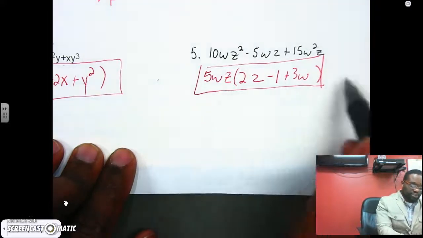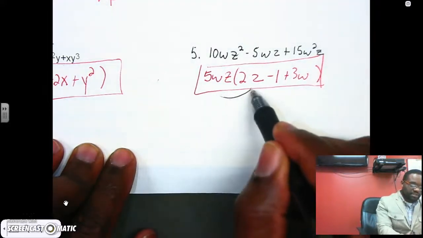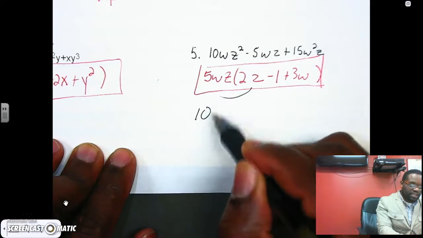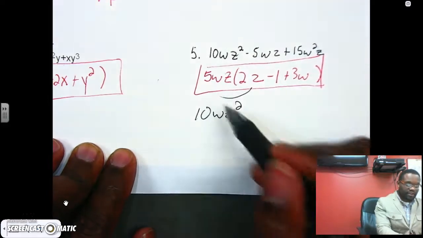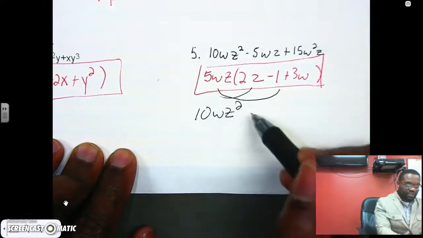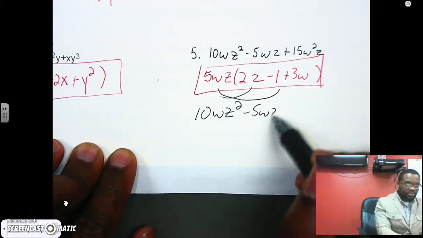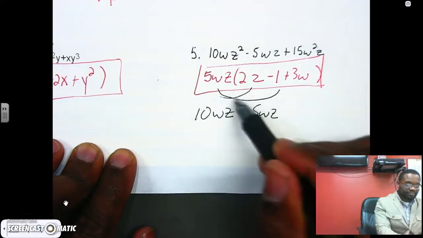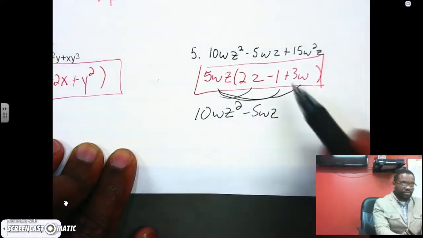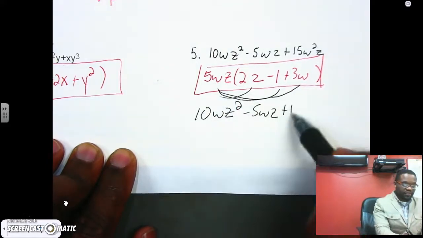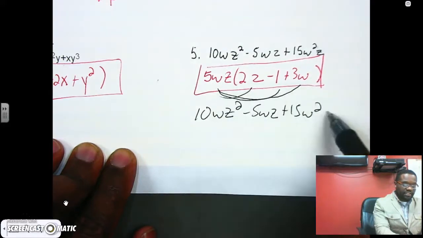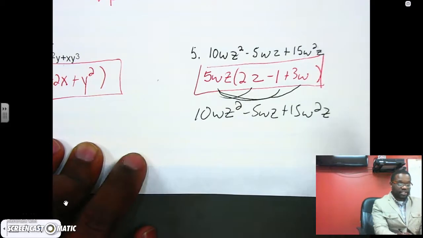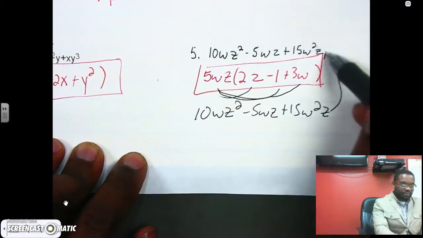So let's multiply. Distributive property. 5wz times this, 5 times 2 is 10. wz times z is z squared. All right? 5wz times -1 is -5wz. It doesn't do anything but change the sign. 5wz times 3w. 5 times 3 is 15. W times W is W squared. And z times 1 is just z. Now, is this the same as that?